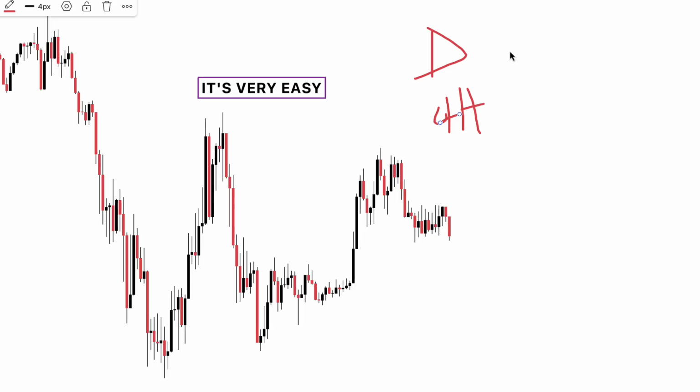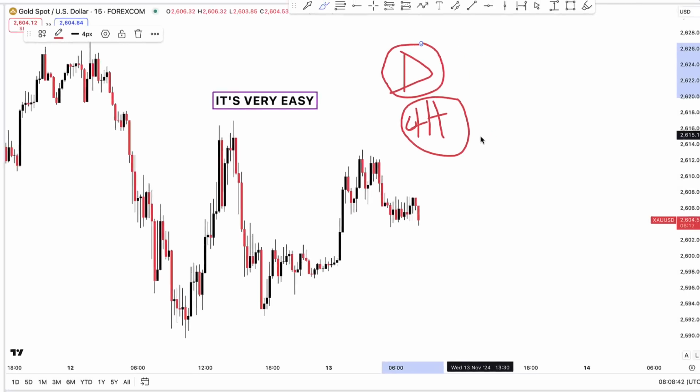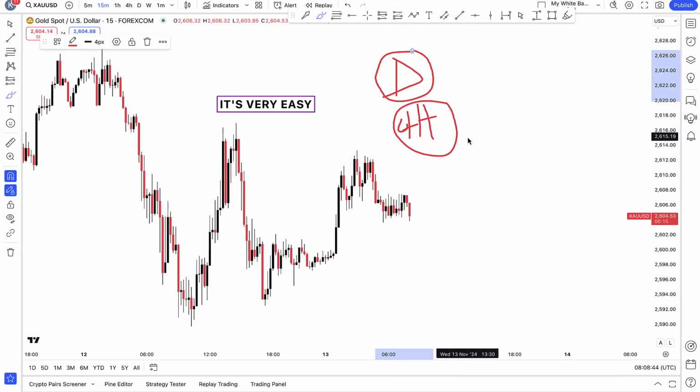For me, as an intraday trader, I select 4-hour time frame as my big boy time frame or my higher time frame most of the time when I am taking trades. So you can take the daily if you wish, or you can take the 4-hour time frame. It's almost the same thing. The price action is not having that much disparity. So let's go into it.